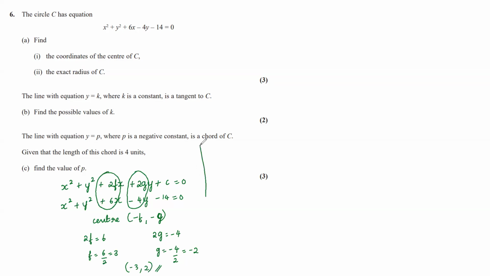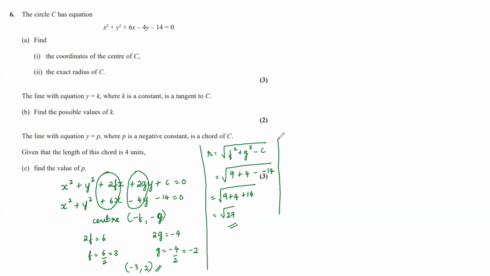Now, the radius, we have the formula for radius is root of f squared plus g squared minus c. So f is 3, 3 squared is 9, plus g is minus 2, minus 2 the whole squared is 4, minus c, here c is minus 14. So minus minus 14. This will give us root of 9 plus 4 plus 14. That will give us root 27. So the radius will be root 27.